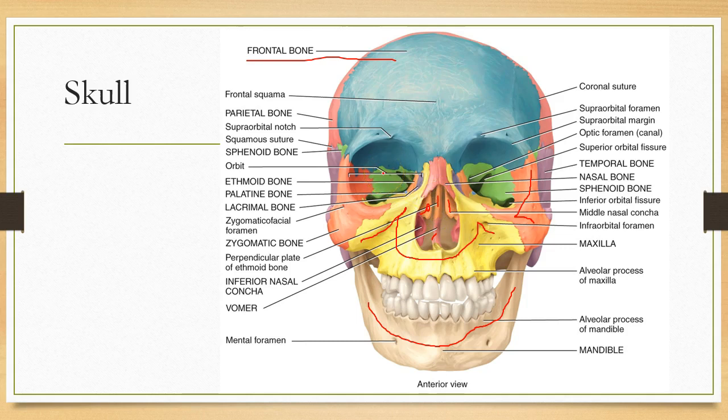Another bone that we will see in different pictures here will be the sphenoid bone. It is this green bone at the posterior portion of the orbital sockets. And that is the majority of the front of the skull.